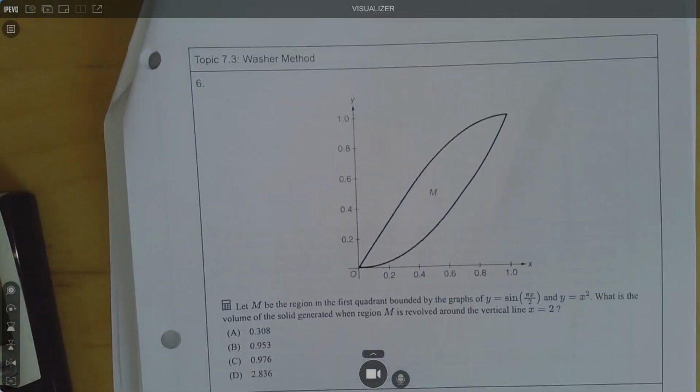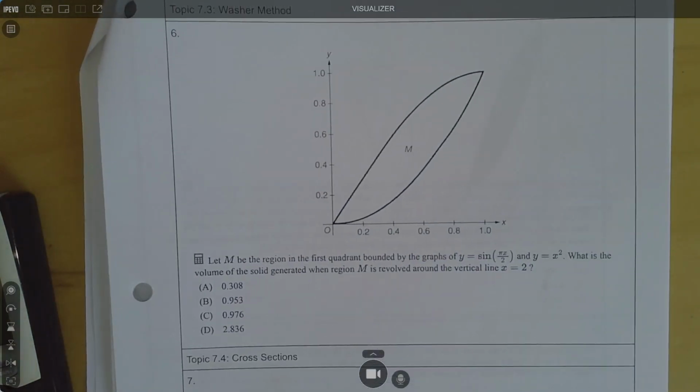Okay. All right, we're on washer method. 7.3 washer method. Let M be the region in the first quadrant bounded by the graphs of sine pi x over 2 and x squared. What is the volume generated when M is rotated around the vertical line x equals 2?